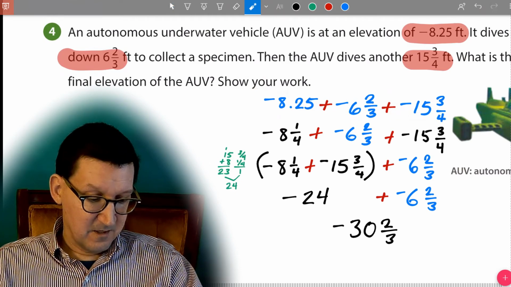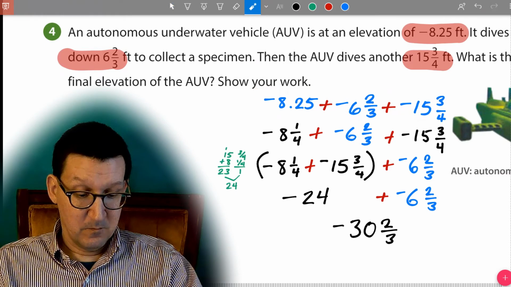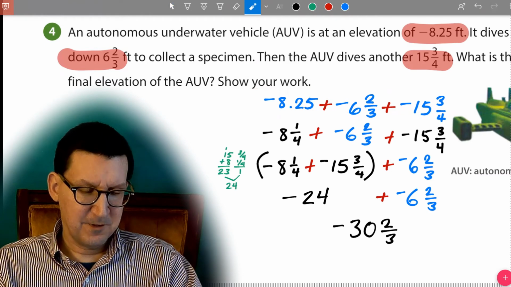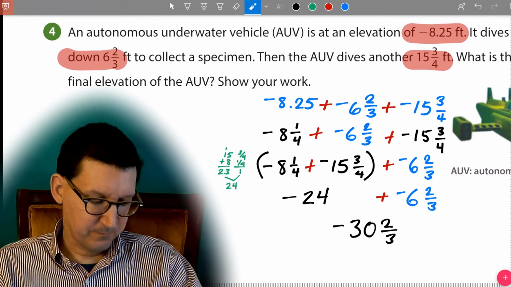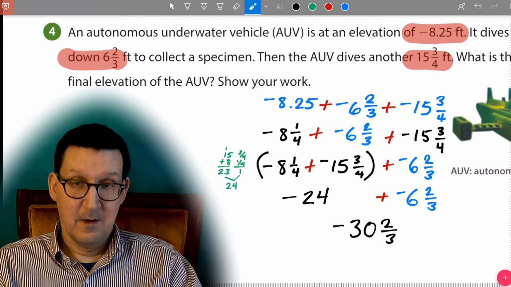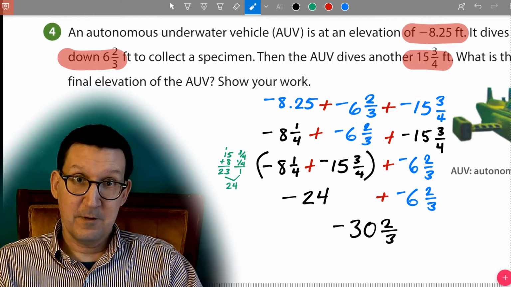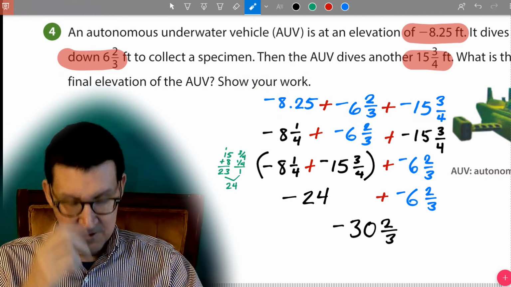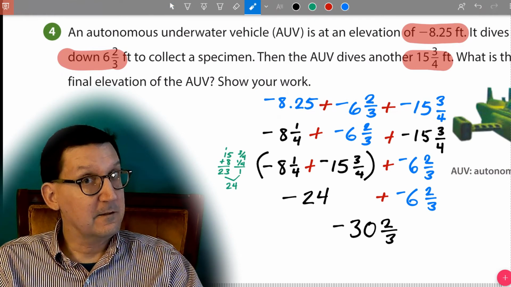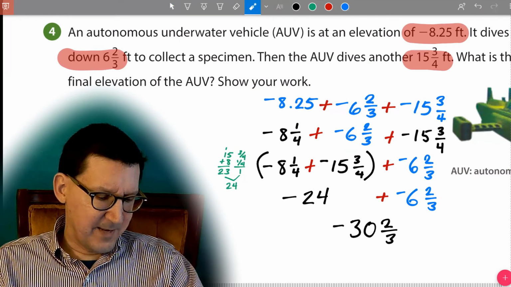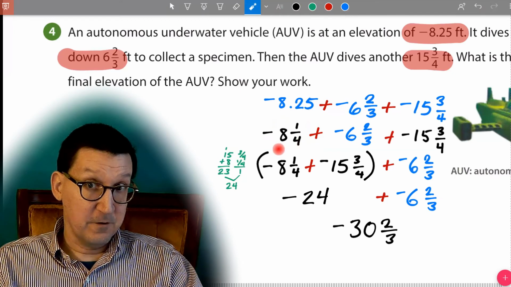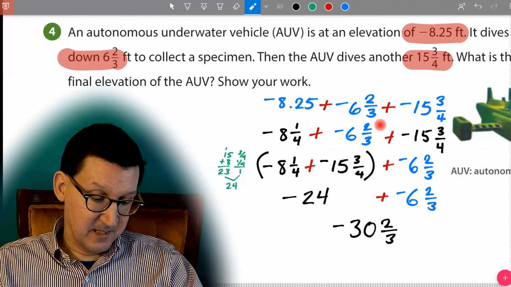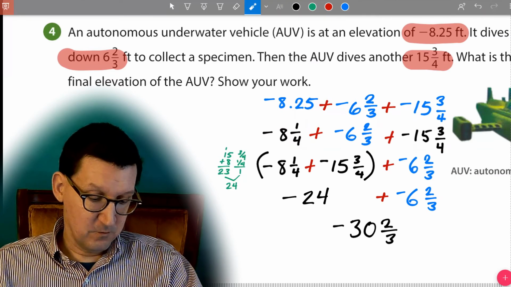So what let's do, first of all, we got to make everything either a decimal or everything into a fraction. Since we only have one decimal, let's make it into a fraction. 8.25. Well, as you know, 0.25 as a fraction is 1/4, right? Just think of a quarter, 25 cents as a fourth of a dollar. Right? So we can make that into -8 1/4. And then we have -6 2/3 and -15 3/4.